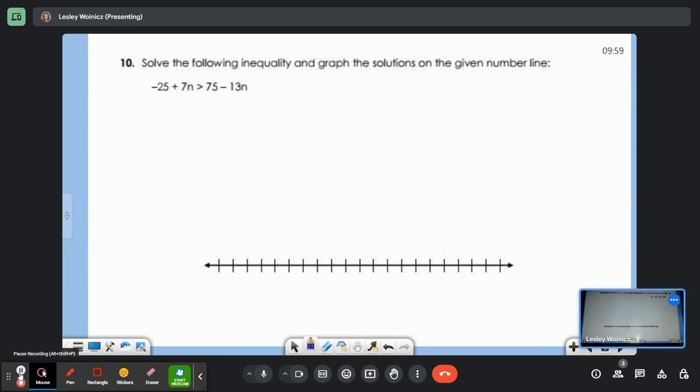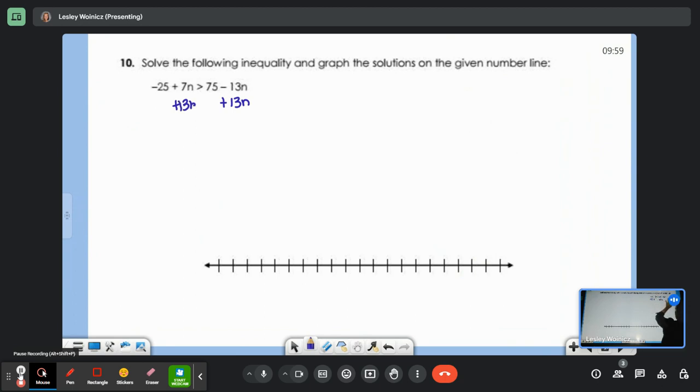What do you guys think? Do you want to keep the ends positive or just move everything over to the left? Okay. Actually, that is the same thing on this one. So how do I get rid of this negative 13n? I have to add 13n to both sides.